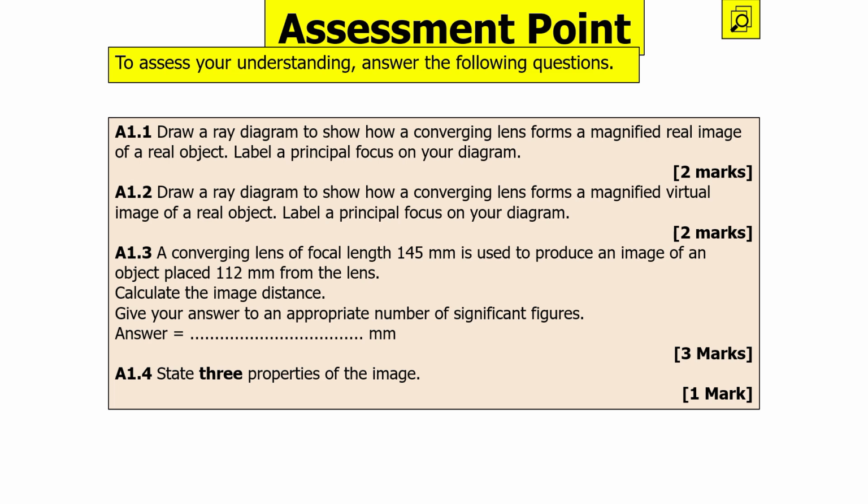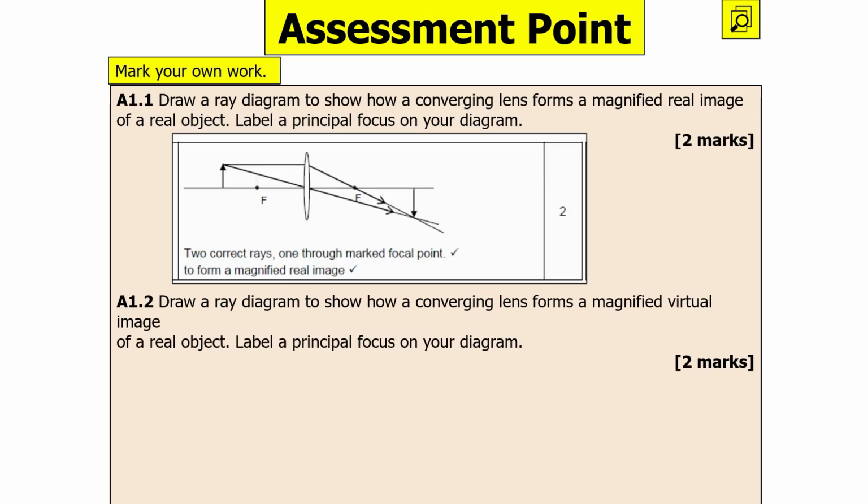Then a convergent lens of focal length 145mm is used to produce an image of an object placed 112mm from the lens. Calculate the image distance with an answer to the appropriate number of significant figures, and then state 3 properties of this image. So pause the video now, then unpause the video when you want to go through your answer. So in this first question, you've got to draw your diagram in like so.